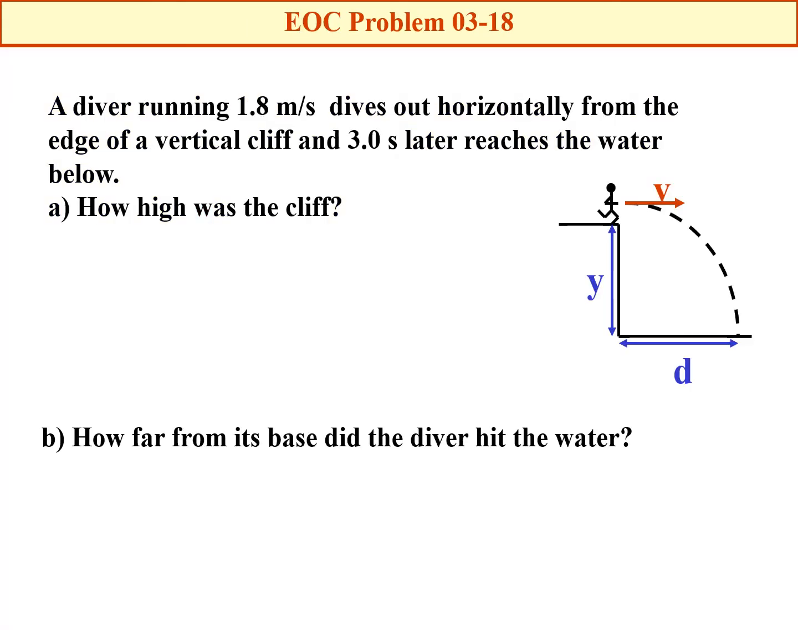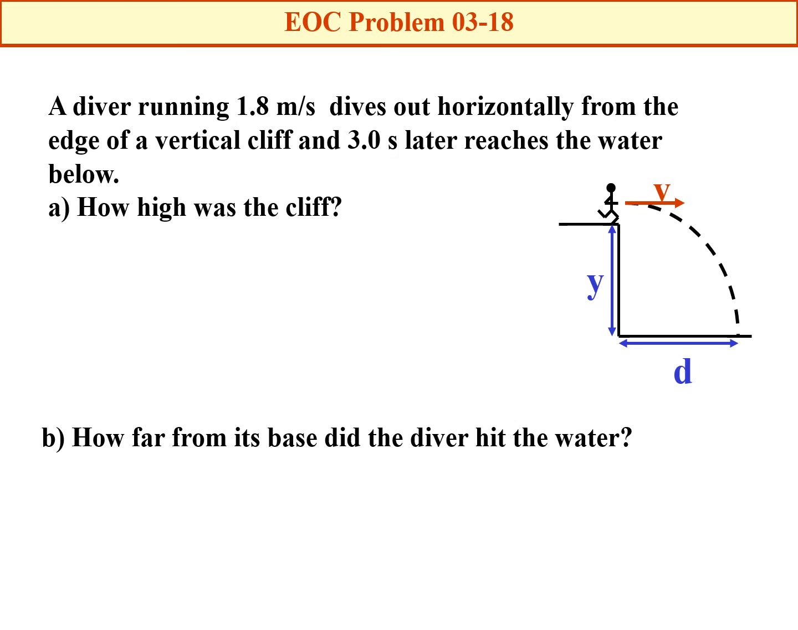This next question says a diver is running at 1.8 meters per second and dives out horizontally from the edge of a vertical cliff. Three seconds later, he reaches the water below. Now this 3 seconds, the time that it's in the air, we call that hang time. So the hang time is going to be 3 seconds. How high off the water is the cliff?